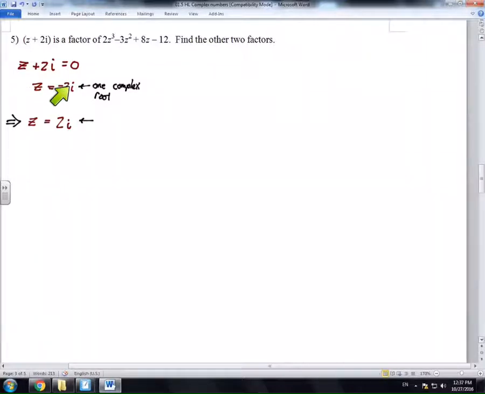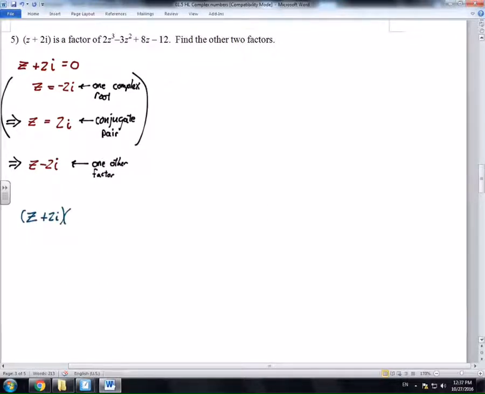If z equals negative 2i is one of the roots of my equation, then z equals positive 2i will also be a root of the equation, which can be converted into a factor. In other words, if z plus 2i is a factor, then z minus 2i is also a factor. Multiplying these two factors together gives us z squared plus 4, which should be pretty obvious. If you tried to solve this equation, you would get plus or minus 2i as your solutions.